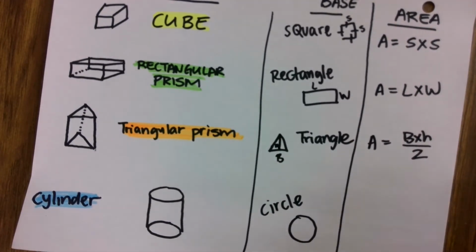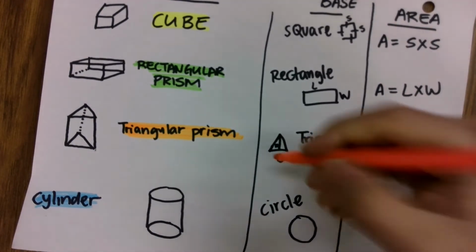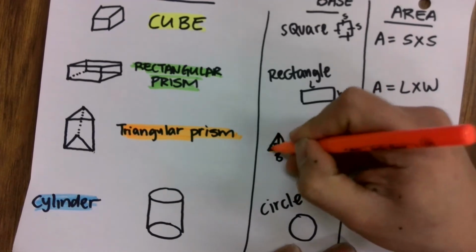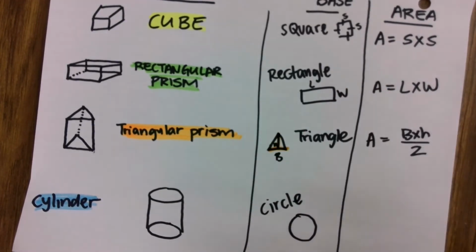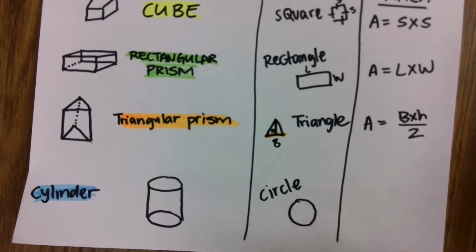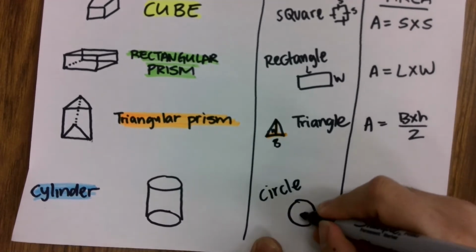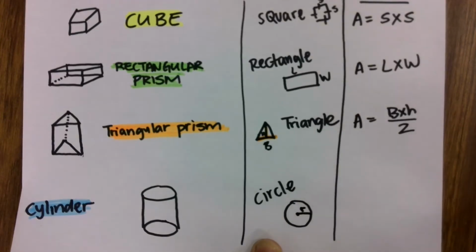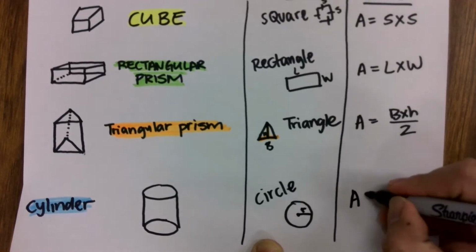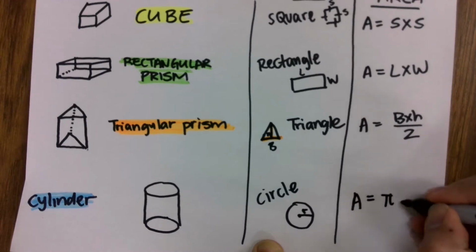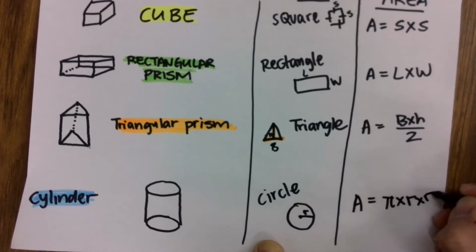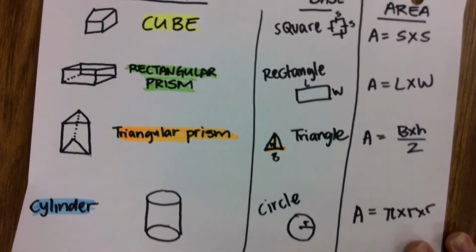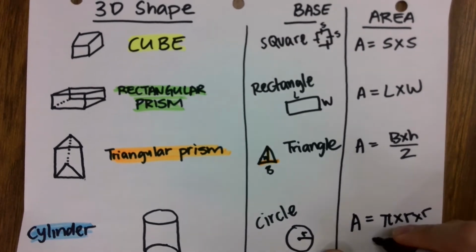So I'm just going to quickly highlight these ones. Now for a circle, we learned this in grade 7. How do you find the area of a circle? So my area of a circle is area equals pi times r times r. Okay, or as you may have heard it in other classes, pi r squared.